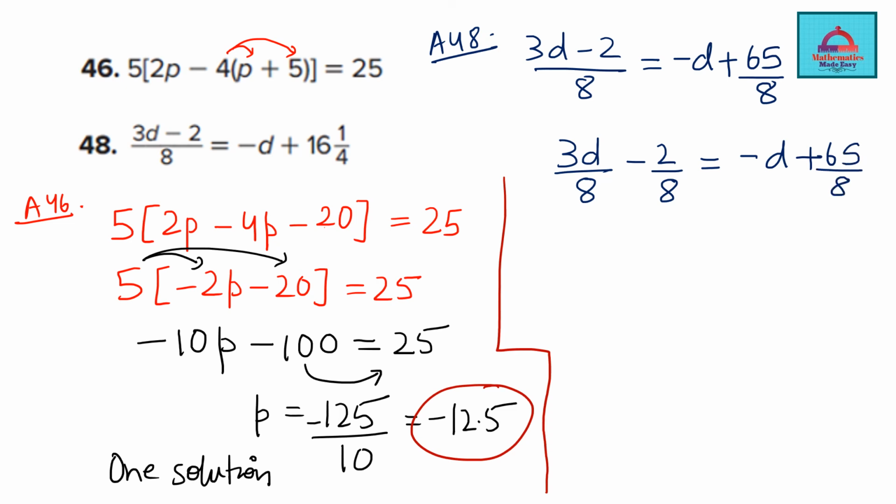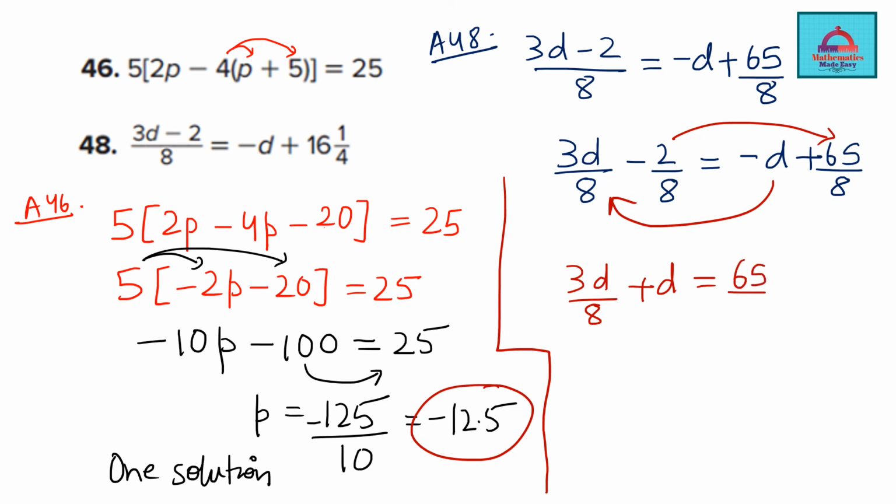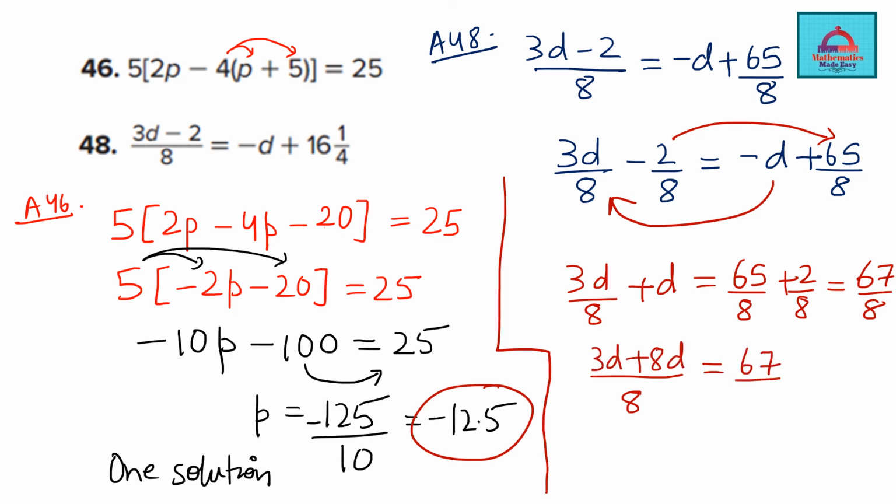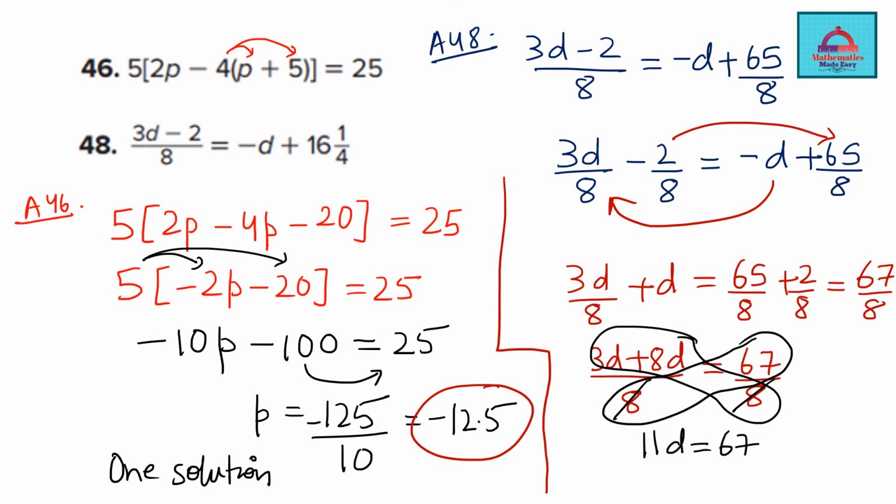So I can now take this one on this side and d on the other side. So 3d minus 8 plus d is equal to 65 by 8 plus 2d. So this is 67 over 8. And here if you take LCM, it will be 3d plus 8d equal to 67 over 8. Now you can cross multiply both sides, and 8 and 8 will cancel. So this is 8, 9, 10, 11. 11d is 67. So d is 67 divided by 11.